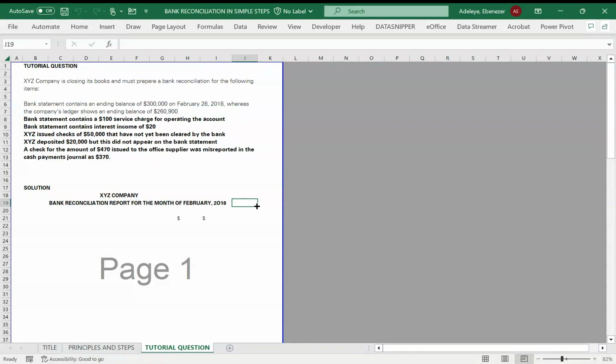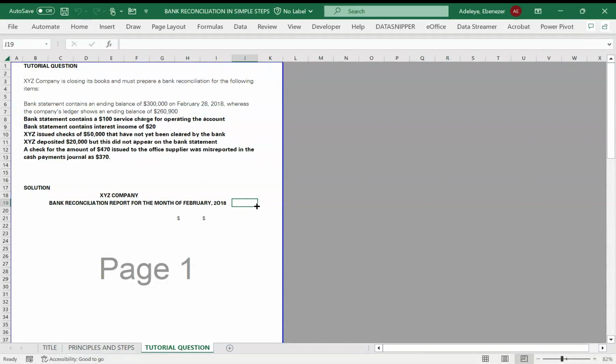So let's move further. XYZ issued checks of $50,000 that have not yet been cleared by the bank. So the company itself issued checks. That is a case of unpresented checks, right? So we have done, but the bank has not done. XYZ deposited $20,000, but this did not appear on the bank statement. So this is an example of a deposit in transit. Maybe because of a network issue, the amount is not appearing on the bank statement yet, but we would have recorded it in our cash ledger. That is another reason for discrepancy.